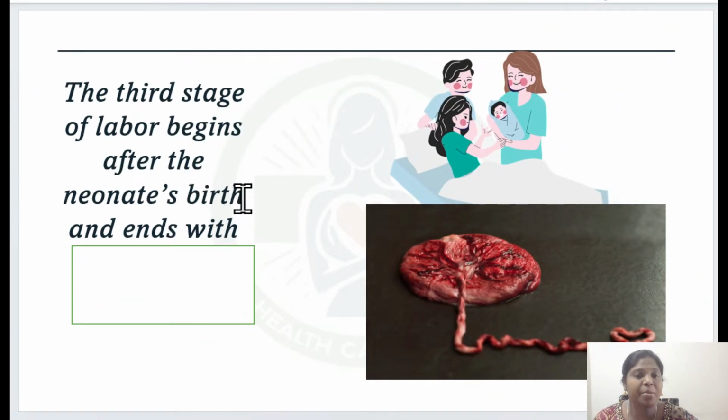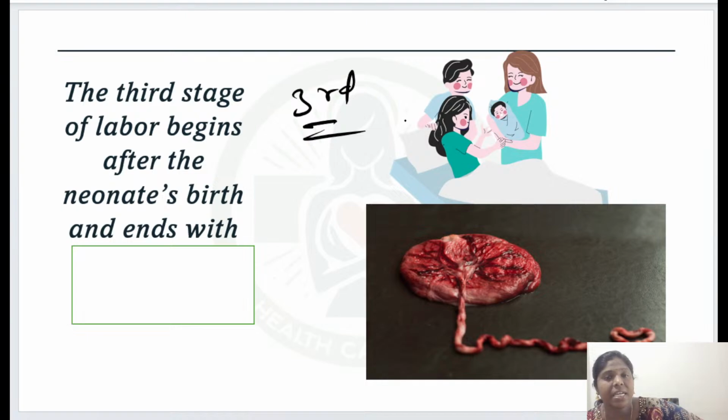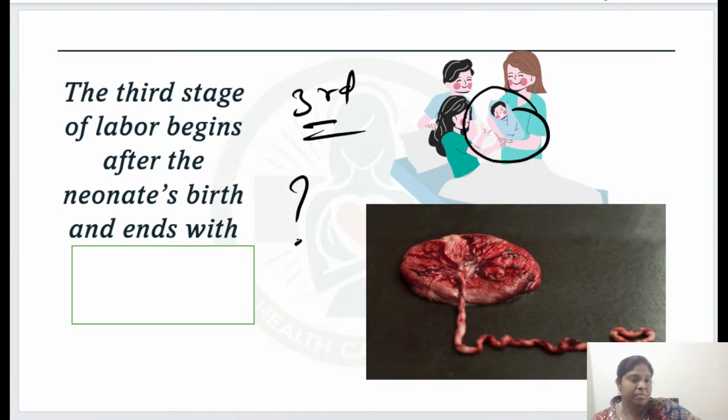And the third stage of labor begins after the neonate's birth, and it ends with what? So, the third stage of labor ends with what? It starts with the birth of the baby, right? And it ends with which one? Yes, Divya Konda, my paid subscriber. Yes, it ends with the expulsion of the placenta.